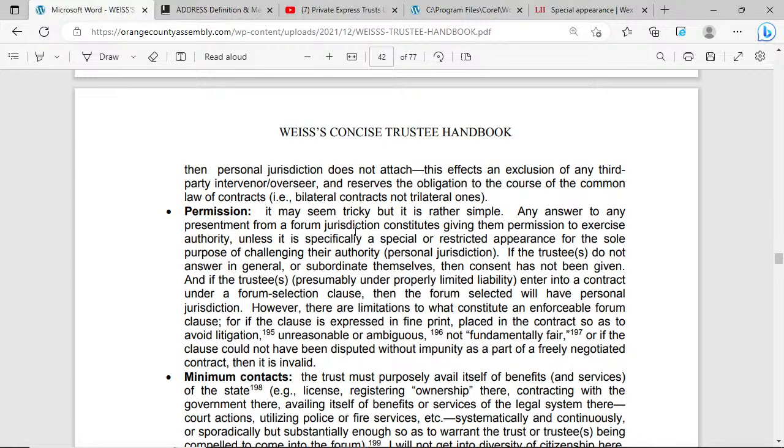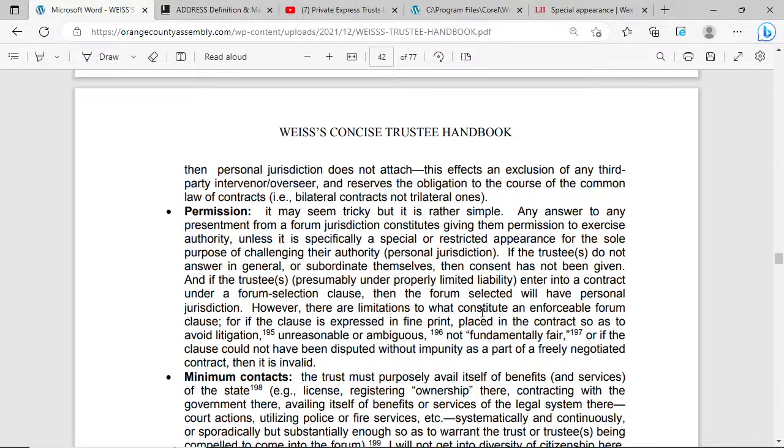Any answer to presentment from a forum jurisdiction constitutes giving them permission to exercise authority unless it is specifically a special or restricted appearance for the sole purpose of challenging their authority. This is stuff we've already talked about. If the trustees do not answer in general or subordinate themselves, then consent has not been given. That is not 100% true. And if the trustees, presumably under properly limited liability, enter into a contract under a forum selection clause, then the forum selected will have personal jurisdiction.